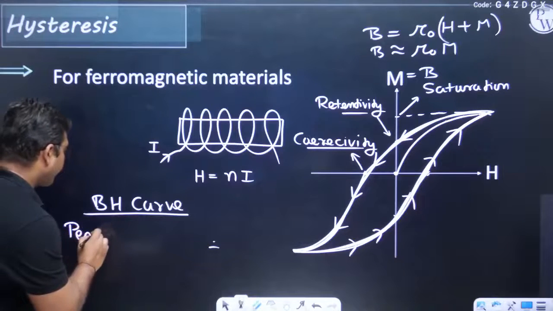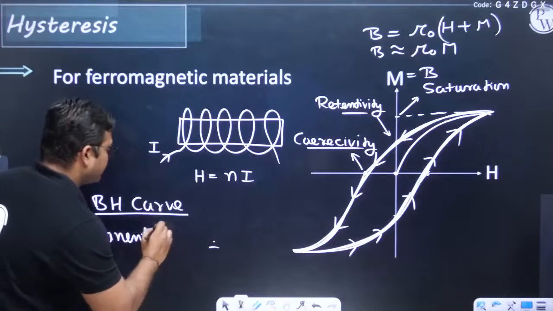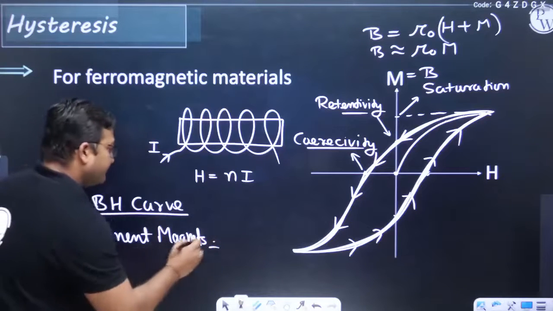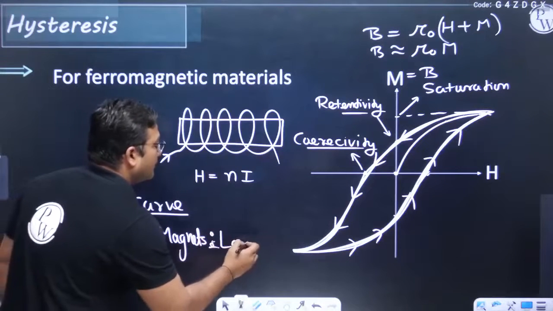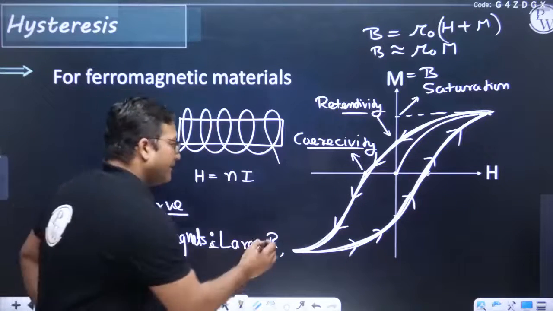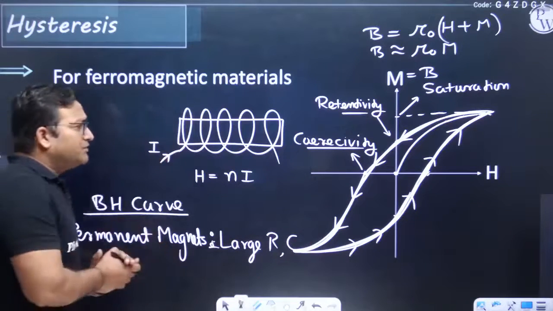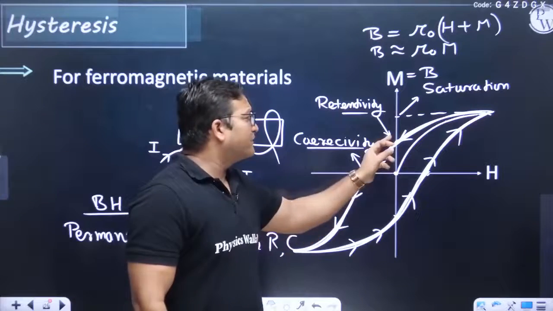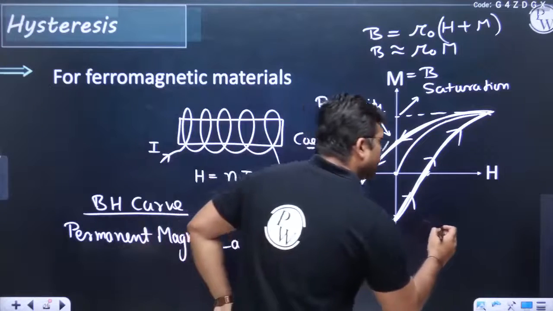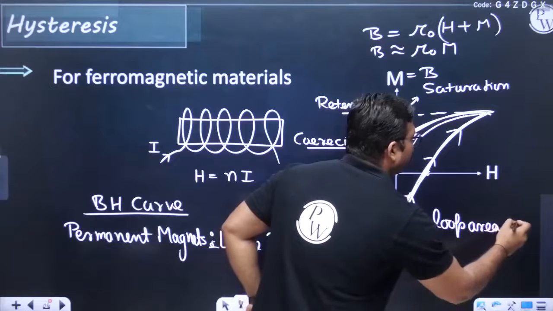For permanent magnets, we must have large retentivity, represented by R, and large coercivity, which is represented by C. When these are large, the area of the loop is big, and the loop area is proportional to losses.